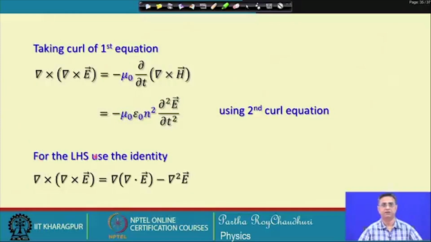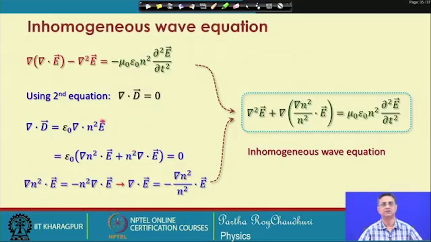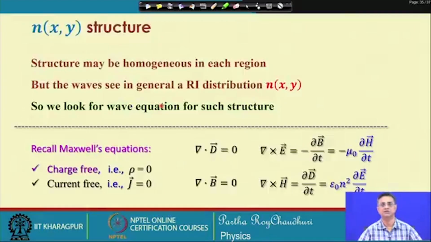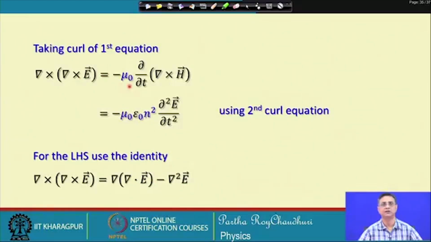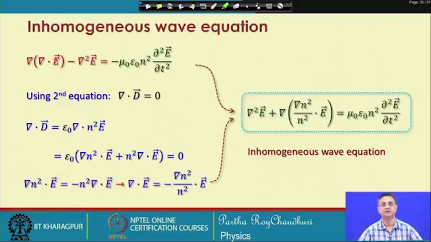For the left hand side of this equation, we use this well known identity: curl curl E is equal to del of del dot E minus del square E. Now, this time this del dot E is not 0, but del dot D is equal to 0, because we have seen that del dot D equal to 0 comes directly from Maxwell's equations. So, I write the left hand side equal to the right hand side, and then to see what del dot E represents, we use del dot D equal to 0.